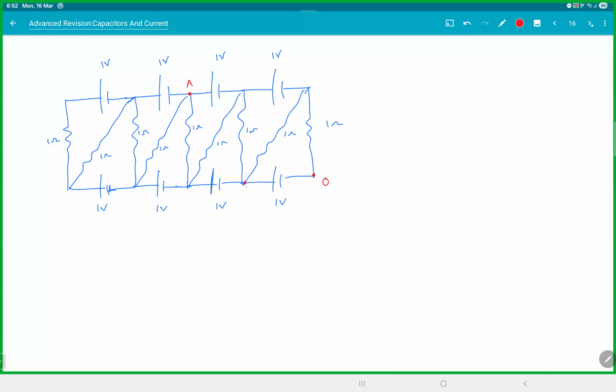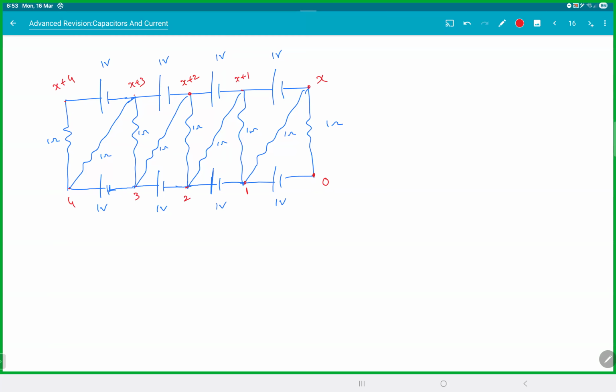Luckily, if this is zero, this must be 1, this must be 2, this must be 3, and this must be 4. If this is 0, let this be x. So wherever you don't know, start with a variable, and this will be x plus 1. So this must be x plus 2, and this must be x plus 3, and this must be x plus 4. So indirectly, if I can find x, my job is done.